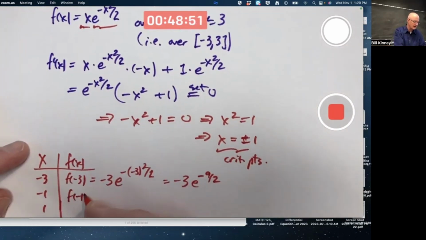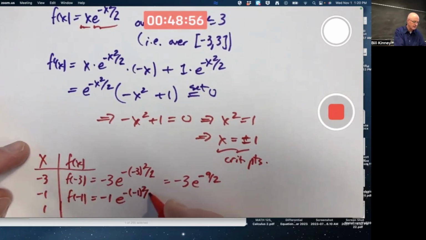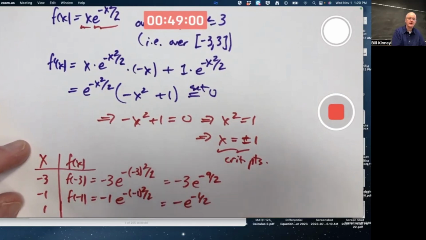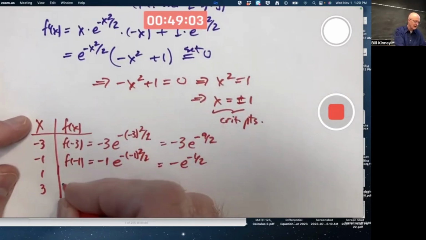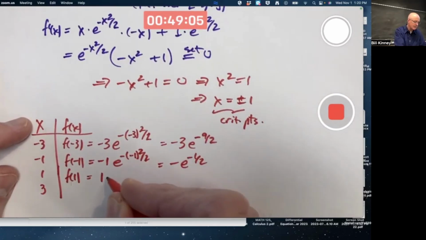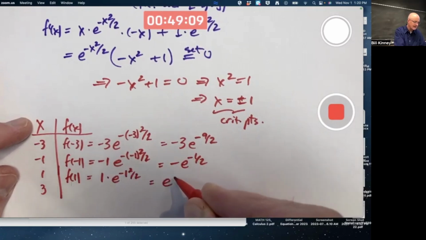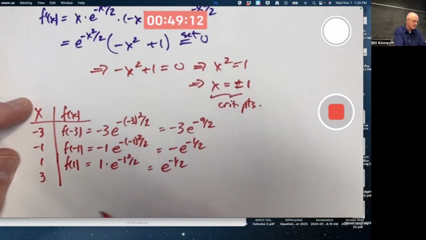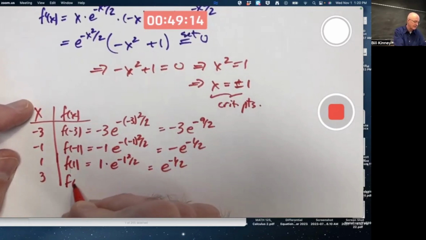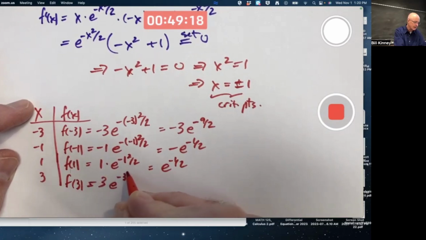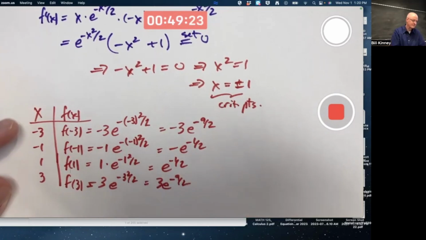F of -1 is -1 e to the negative of -1 squared over 2, giving you this. F of +1 is +1 times e to the -1 squared over 2, positive e to the -1/2. Oh, this is an odd function. F of 3 is +3 e to the -3 squared over 2, +3 e to the -9/2.